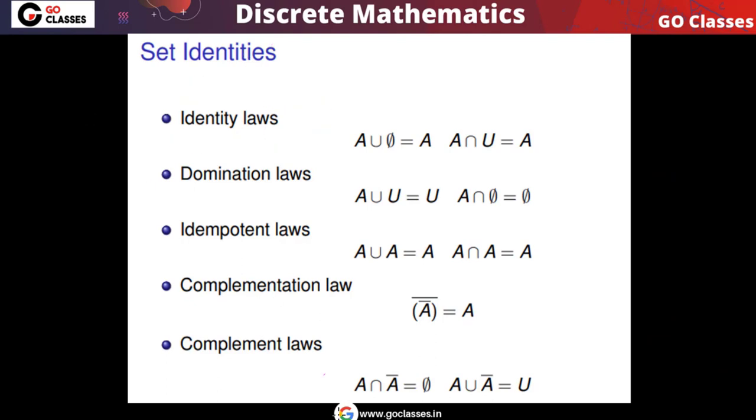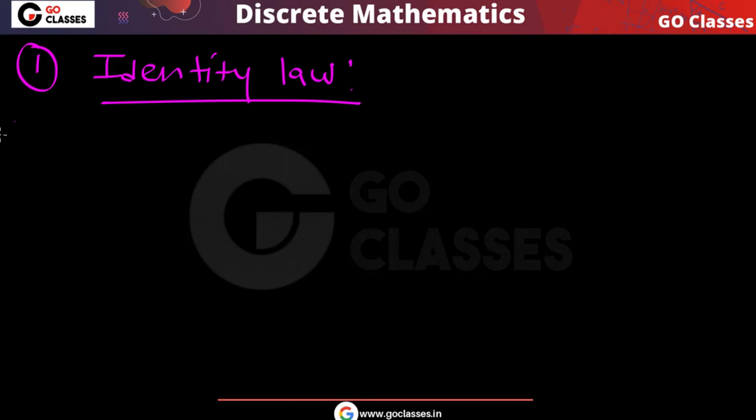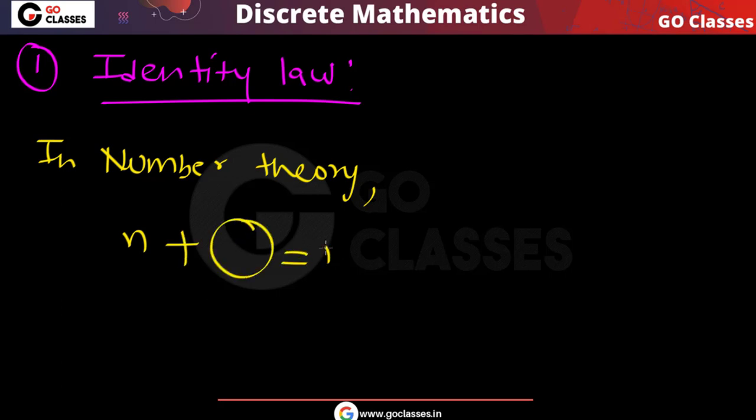The first is the identity law. What is the identity law? Think of number theory, when you study numbers. If you have any number n, then plus what should I do such that I get n? Similarly, what should I multiply with any number such that I get n?